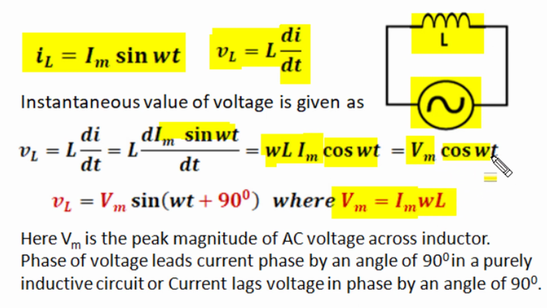We can write cos omega t as a sine function with 90-degree leading phase, and we can say when current is Im sin omega t, the voltage across the inductor is Vm sin (omega t plus 90), where the peak magnitude of voltage across the inductor is equal to the peak magnitude of current through the inductor multiplied by omega L. Here the voltage across the inductor leads the current through the inductor by 90 degrees, or we can say the current in the inductor lags the voltage in phase by 90 degrees.